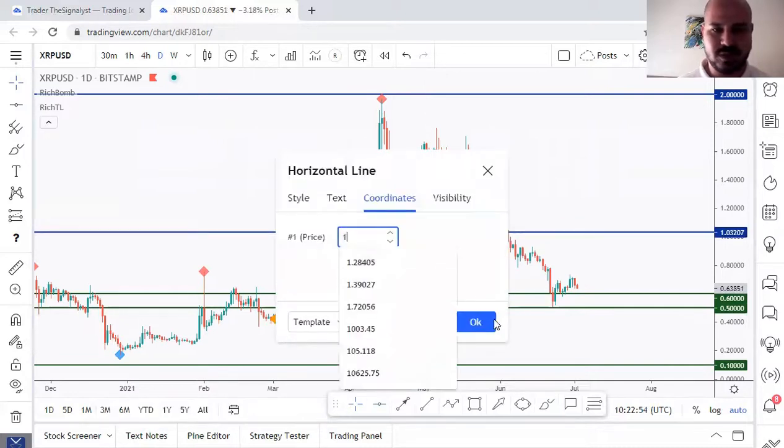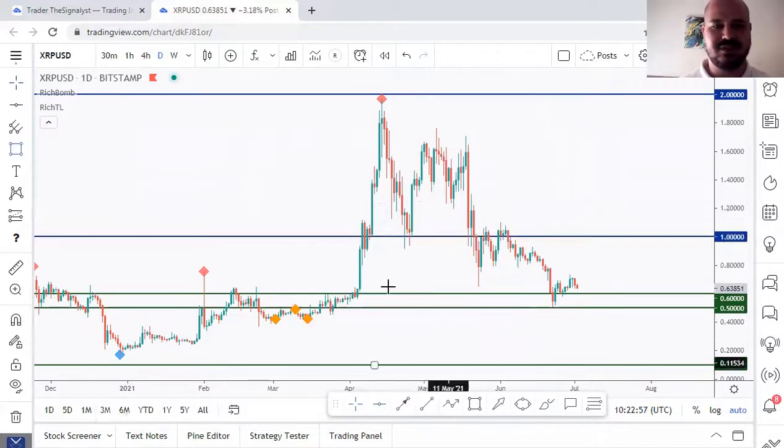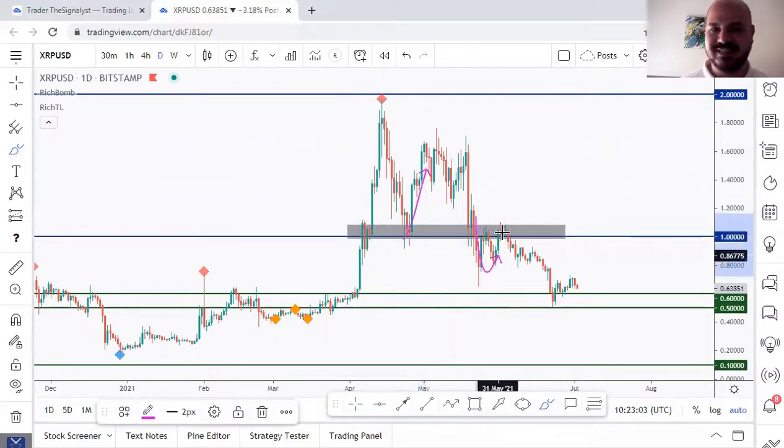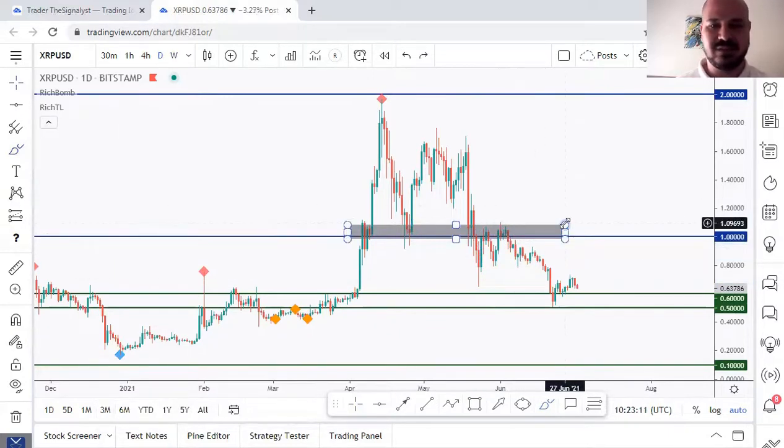Let me make it 1. And of course, you have to treat it as a zone, so make an offset for it like this. And you can see that we've got many rejections from it. It was acting as support previously, broken downward. Now it's acting as a resistance. Okay, but let's keep it as a level for now.